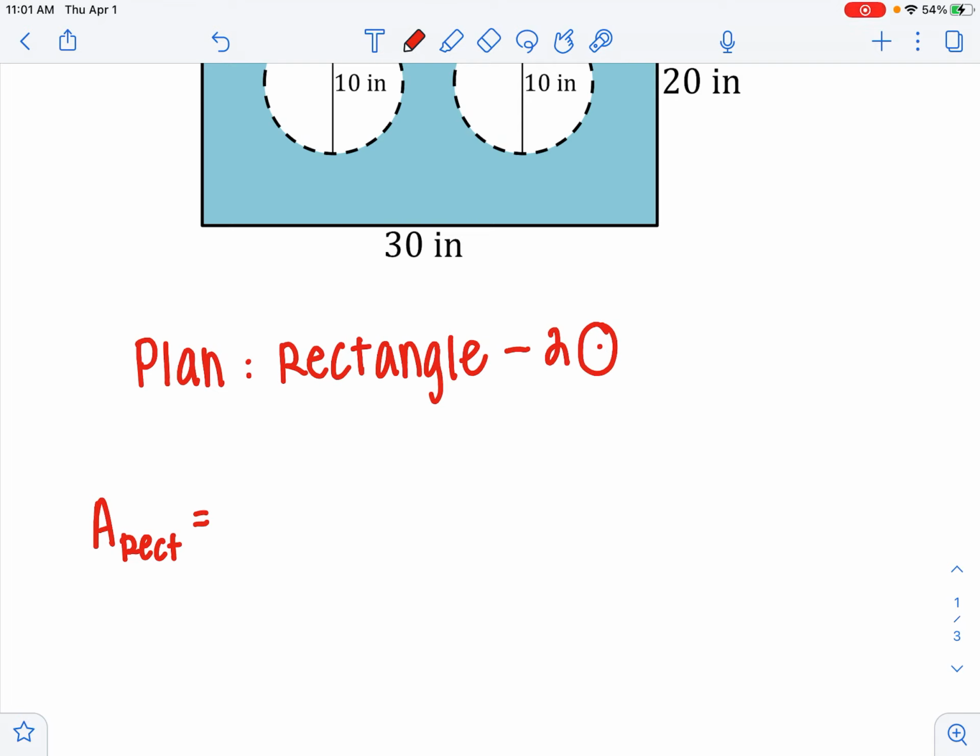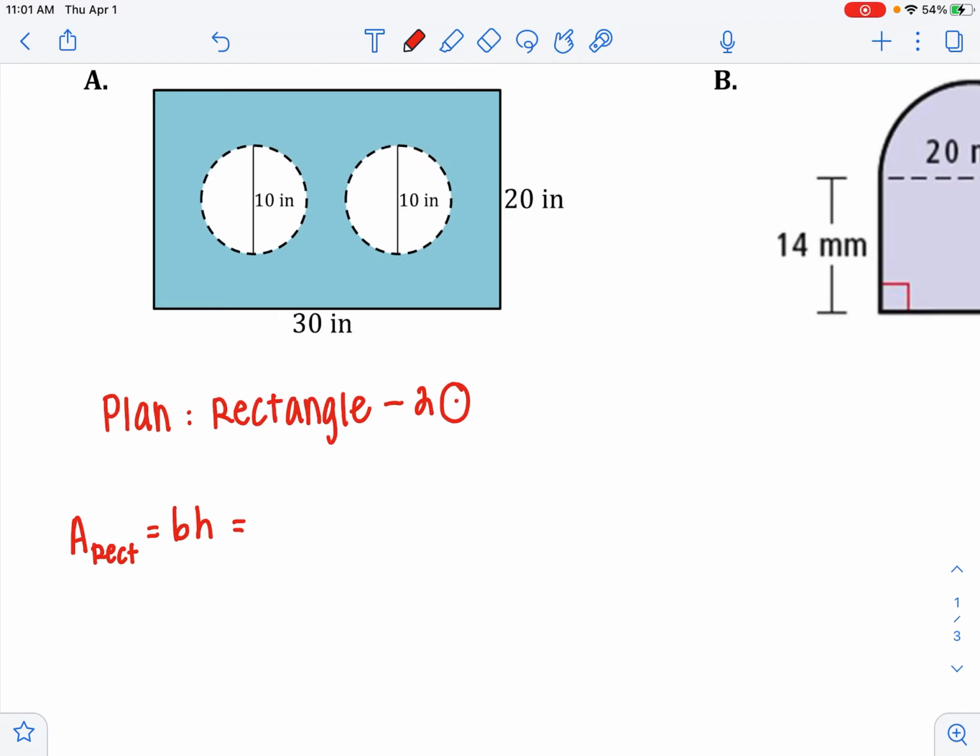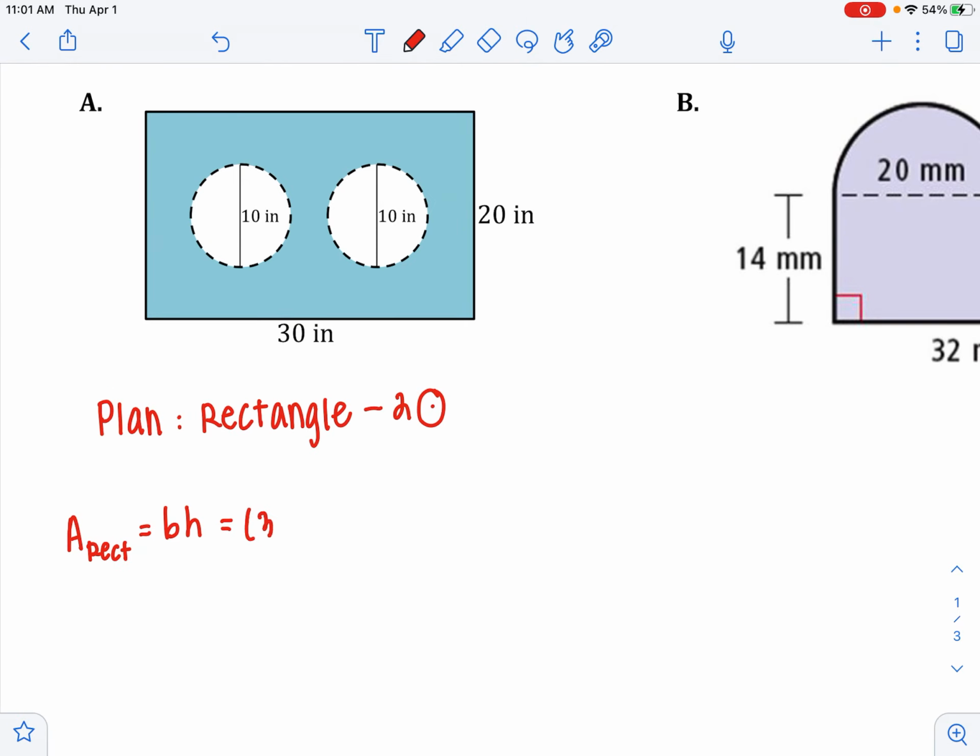So area of a rectangle is base times height. So I'm going to do the base times the height. The base is 30 times the height, which is 20. 30 times 20 is 600. And then don't forget your unit, inches squared. That's the area of the rectangle.